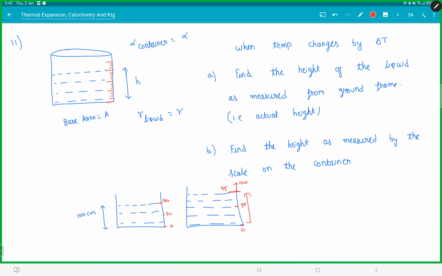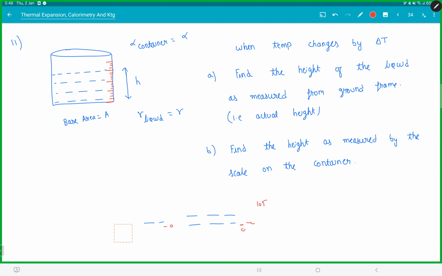So I'm asking two things. What is the actual height? Maybe if you actually measure, the actual height might be 105, but the container is saying it is 95. Hope everyone is getting the difference there. Try to get them both. It's a good one. I'll show you how they can ask this in a matrix match. But give it a try.